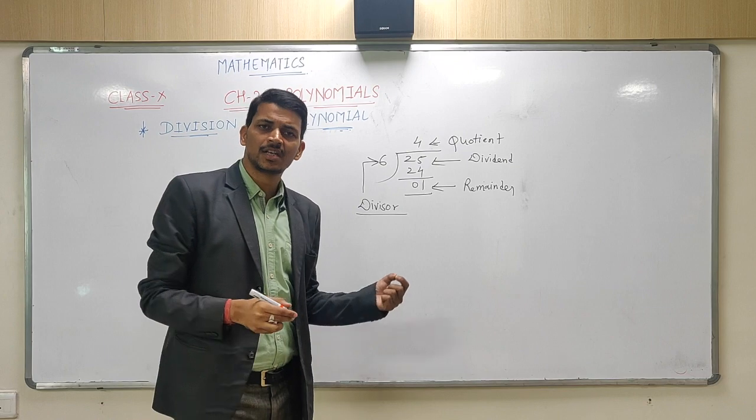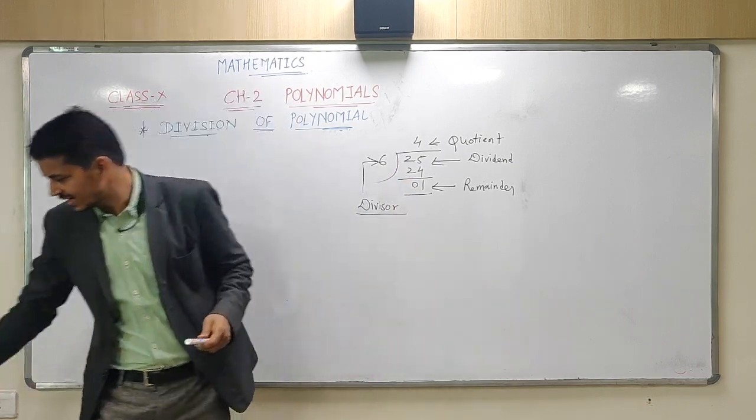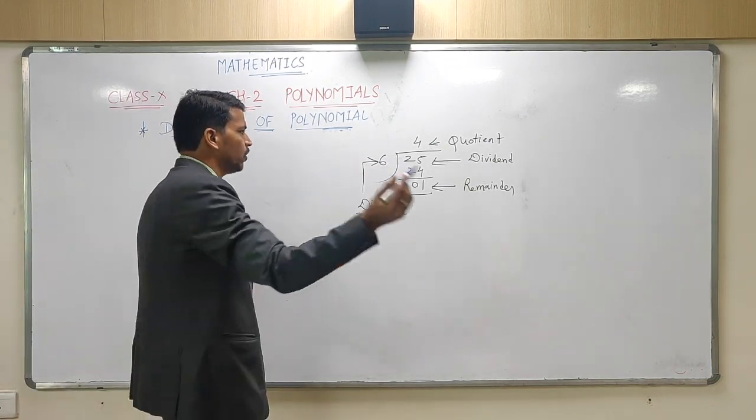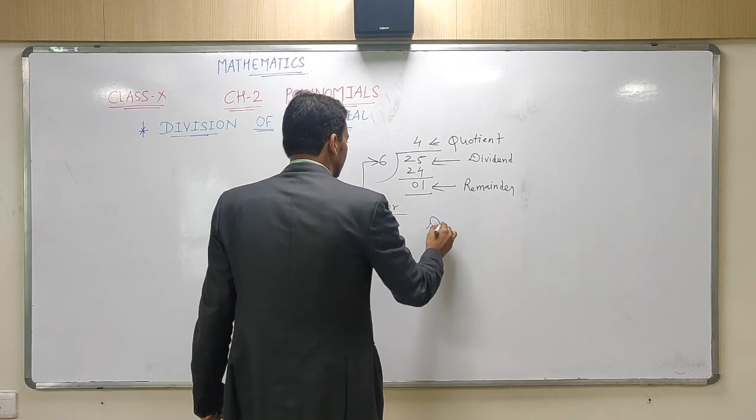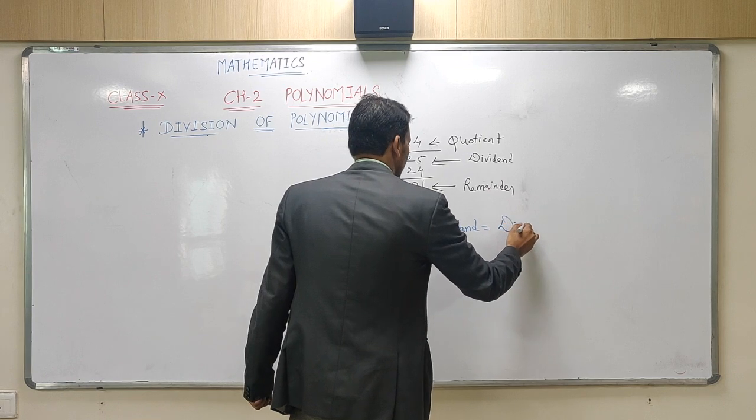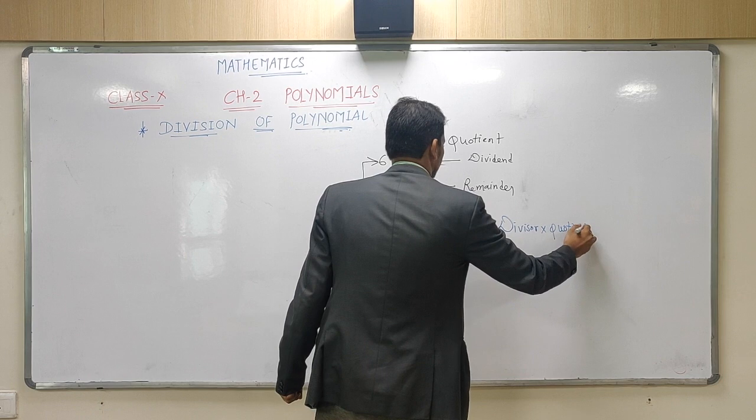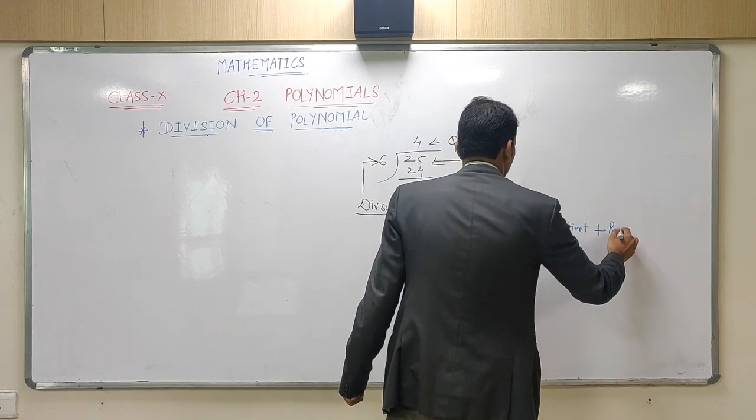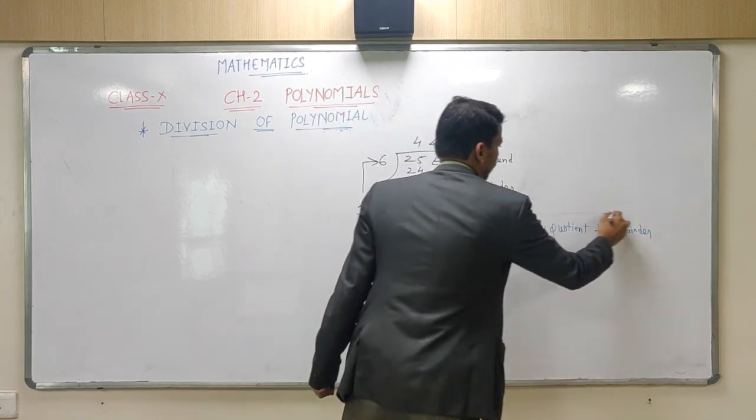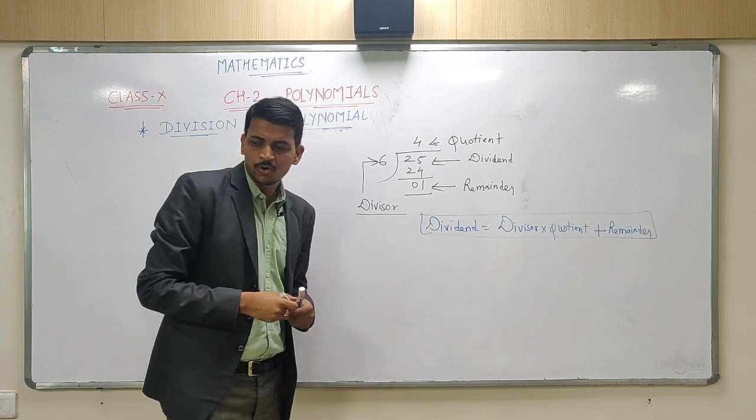You must have done certain verification also, whether my division is correct or not. You must have tried. As we all know, dividend is equal to divisor into quotient plus remainder. This is the formula to justify the division. You already used it.